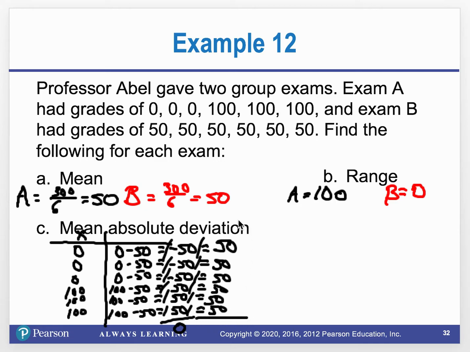Okay, so now when I add these up, 5, 10, 15, 20, 25, 30. And then if I divide by how many there are, 50.